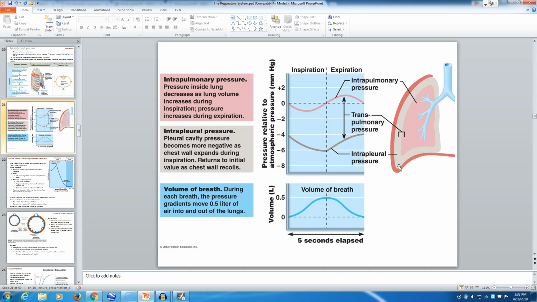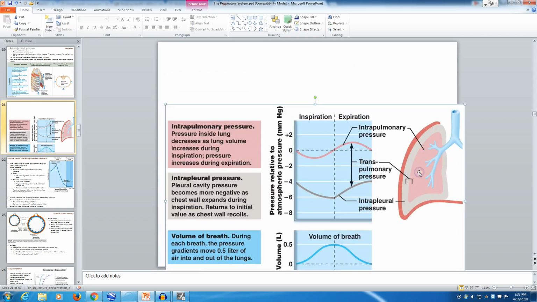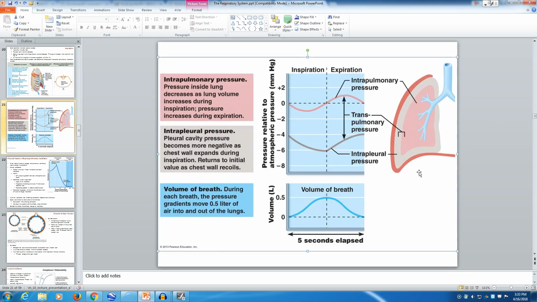And that's it. So you should be able to tell me what happens when we inspire. What is the relationship between intrapulmonary and atmospheric pressure when we inspire? What is the relationship when we expire? How does intrapleural pressure change? Okay? Now you have to understand, intrapleural pressure is right here. The lower it is, the more the lungs are inflated. The higher it is, the more they collapse. Correct?